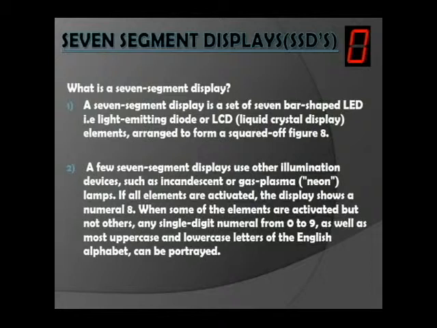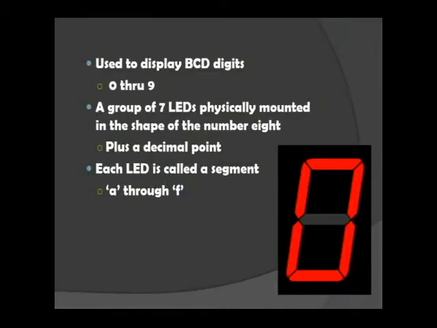A 7-segment display is a set of 7 bar-shaped LED, that is light-emitting diode, or LCD elements arranged to form a squared figure 8. A few 7-segment displays use other illumination devices such as incandescent or glass plasma. It is used to display BCD digits 0 through 9, a group of 7 LEDs physically mounted in the shape of the number 8, plus a decimal point. Each LED is called a segment, A through G.